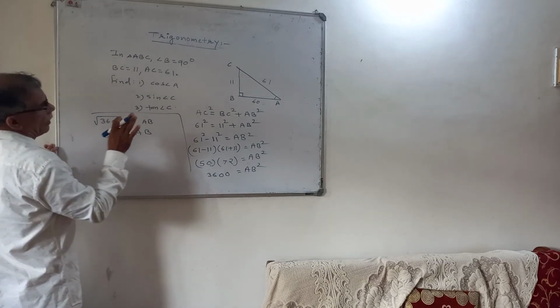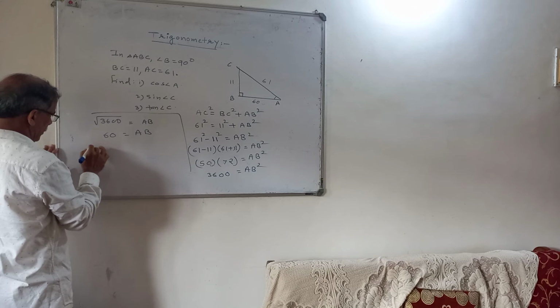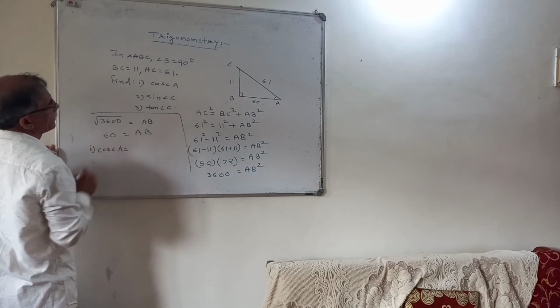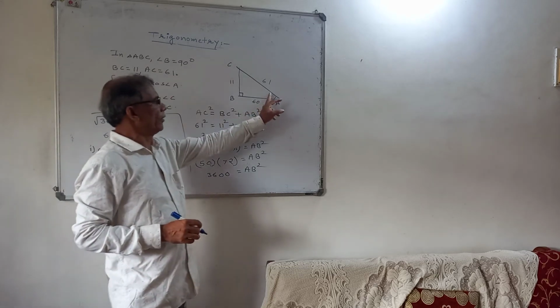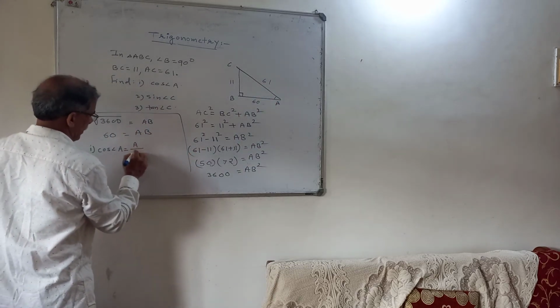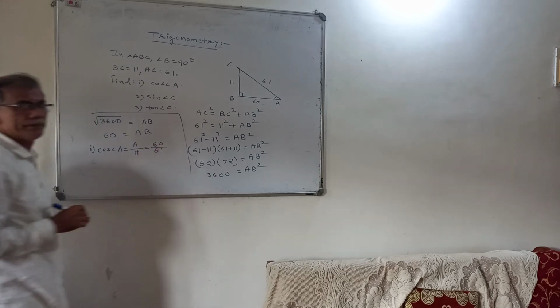So once AB is known, we can write all the ratios. Therefore, now cos angle A. Cos A, this is our angle A. Cos means adjacent upon hypotenuse, that is 60 by 61.